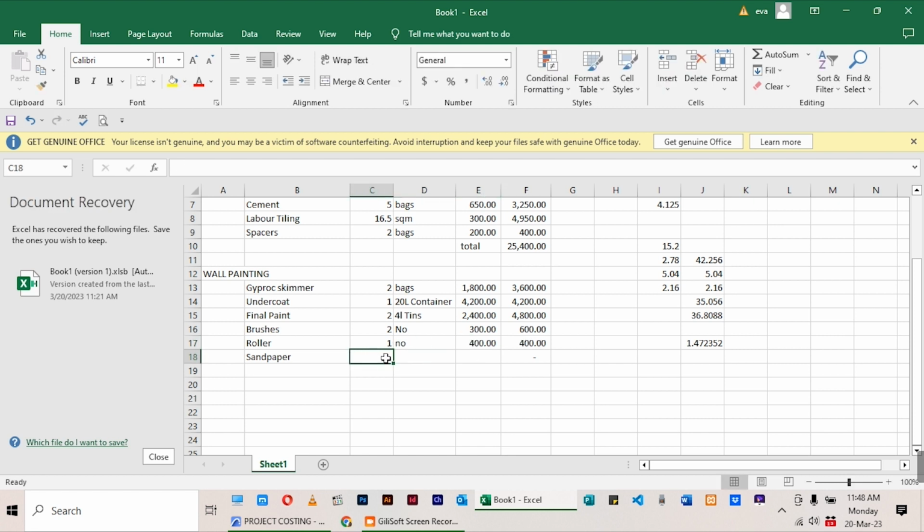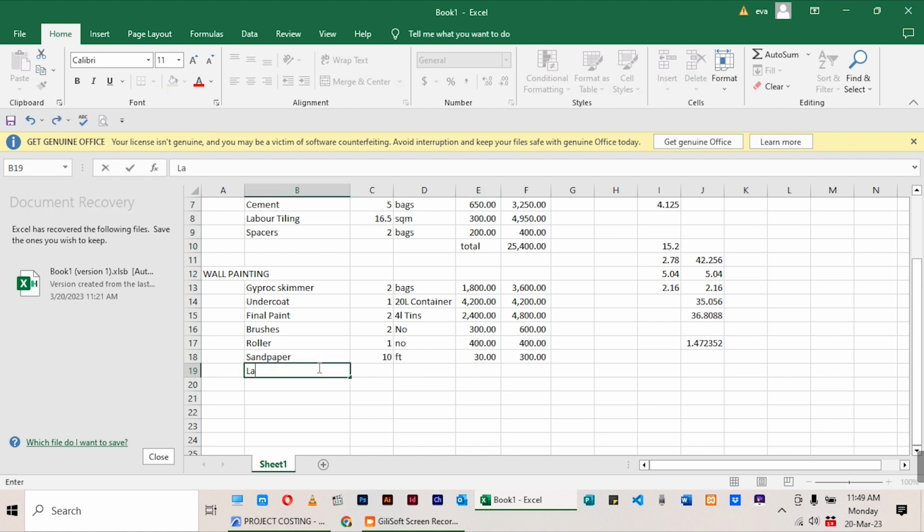Sandpaper, this one is also dependent on your own observation. Like for this space, I can use 10 foot, will be okay. Just buy 10 feet of this at a price of 30 per foot, and you spend 300.